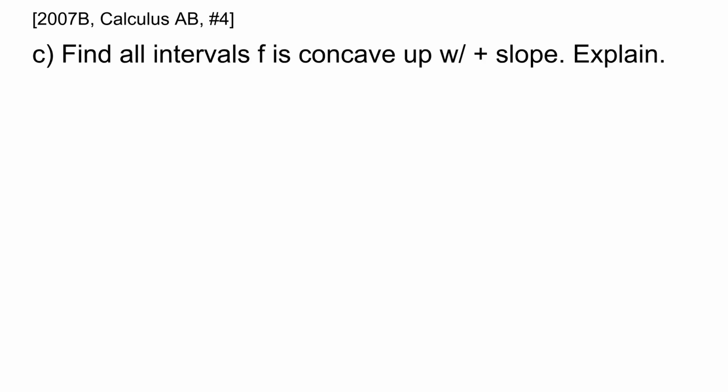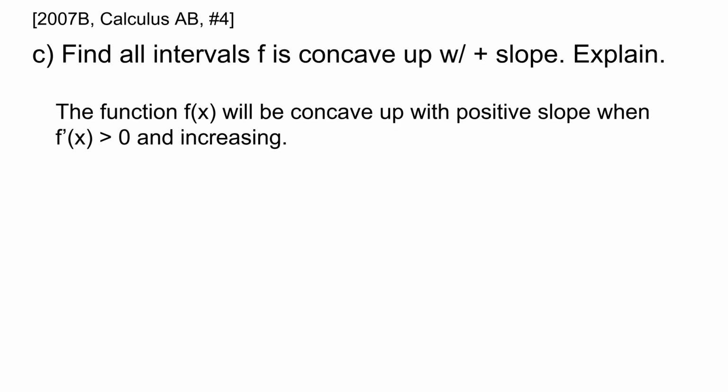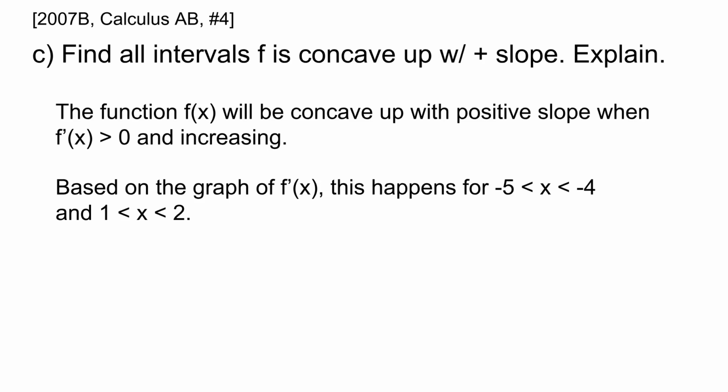In part C of this question, we are asked to find all intervals where f is both concave up and has positive slope, and to provide an explanation. The function f will be concave up with positive slope when f prime is both greater than 0 and also increasing. Based on the graph of f prime provided, this happens when x is between -5 and -4, and when x is between +1 and +2.